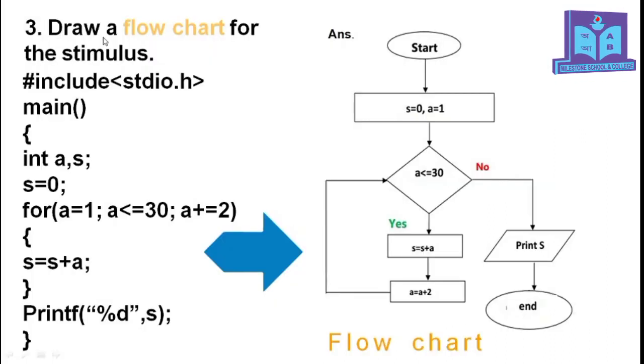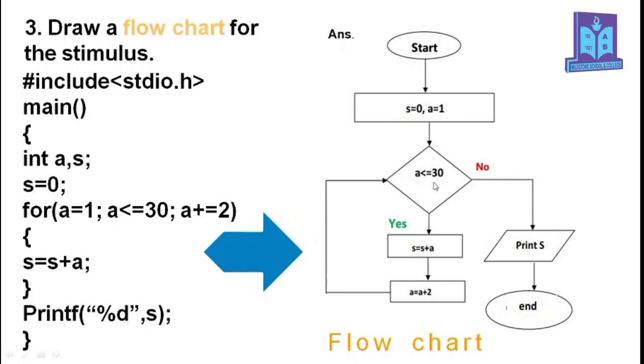Question number 3. Draw a flowchart for the stimulus. First of all, the answer starts with start. Start means #include <stdio.h> main(). All of them are based on start. Then int s; two variables are used in this program. The s value is 0 and the a value is 1. The initial process is here, processing box: s = 0 and a = 1.